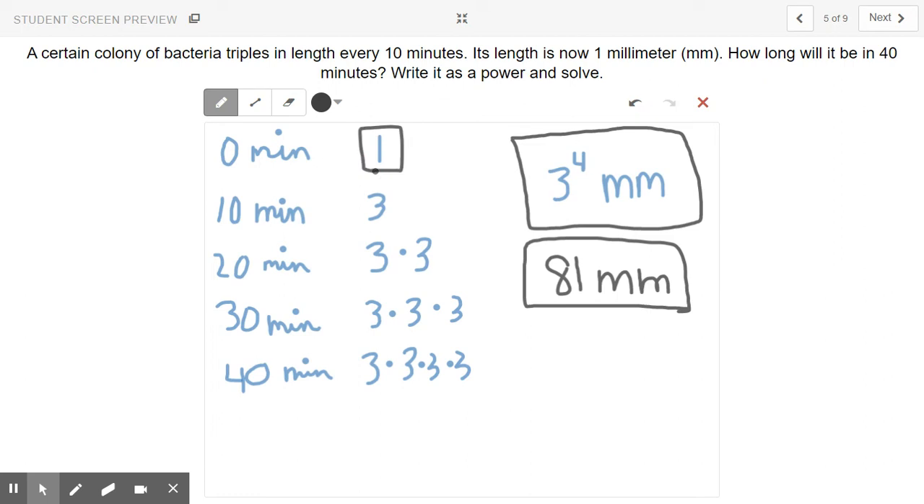Now we're going to start looking at it. In 10 minutes, it'll triple, which is at 3. 1 times 3 is 3. At 20 minutes, it'll triple from this amount, 3 times 3. 30 would be 3 times 3 times 3, and then 40 would be 3 times 3 times 3 times 3. So as a power, it would be 3 to the 4th millimeters. And in solving this, what I would do is 3 times 3 is 9. This 3 times 3 is 9. And then just do 9 times 9, 81. I would pair them up and then solve it.